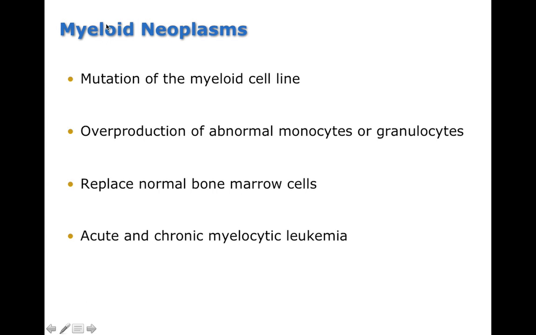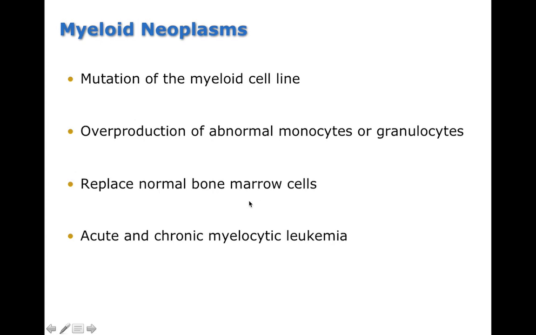Now, the first type of cancer of the blood we're going to talk about are the myeloid neoplasms. Remember, neoplasm just means new growth. And so what we find is that a mutation of the myeloid stem cell line can lead to the overproduction of any cell type that comes from your myeloid stem cell line. Remember, pretty much all of your granulocytes and monocytes come from the myeloid stem cell line, but you also find that red blood cells and platelets come from the myeloid stem cell line. So neoplasm of the myeloid line could lead to an overproduction of your granulocytes, as well as your monocytes, red blood cells, and platelets.